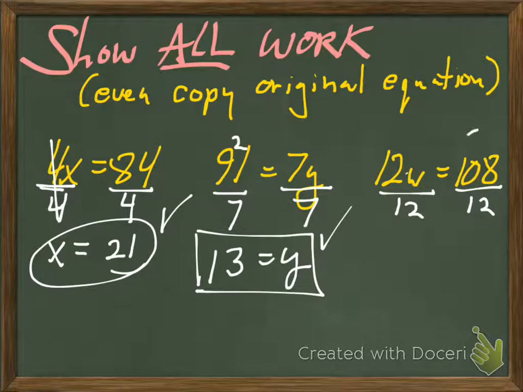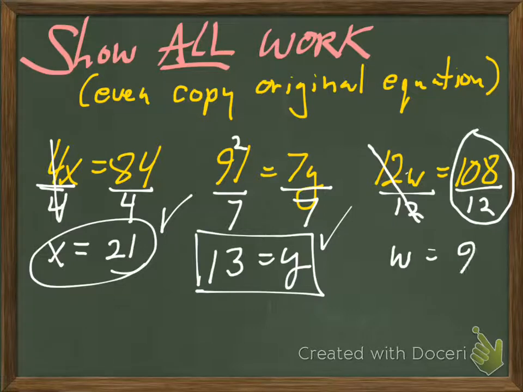It's very easy, by the way, to focus on just the number part, but the whole reason you're dividing by 12 is you want this to cancel out and give you just w. All right, and 12 goes into 108 exactly 9 times, and if we put that back in, 9 times 12 does equal 108. So those are the solutions to those first 3 problems. And again, these were all multiplication problems, so we solve these by dividing.